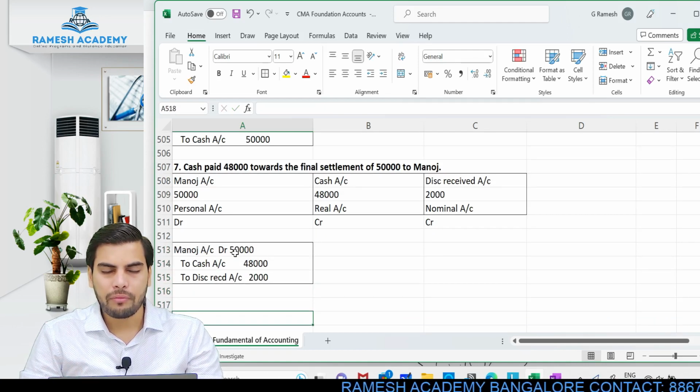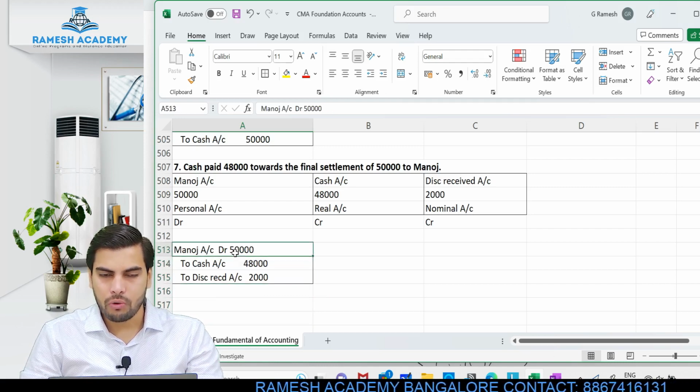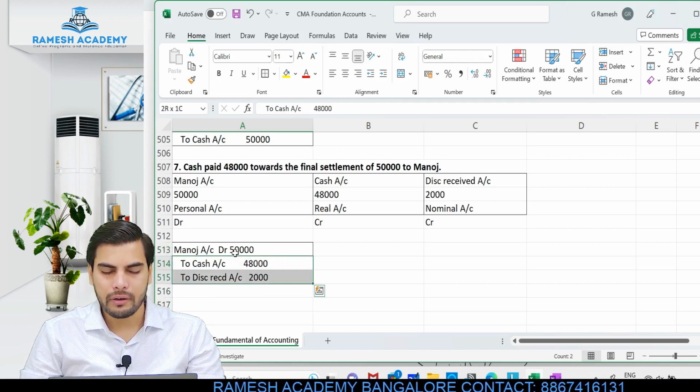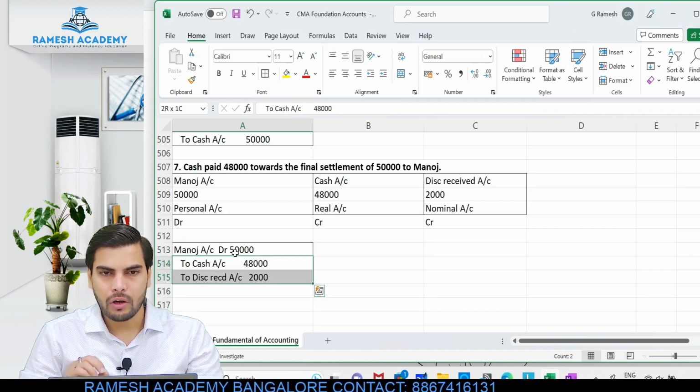So what type of entry is this? We have got more than one credit. Okay, so Manoj account is debited and two accounts are credited, cash and discount. So what type of entry is this? This would be treated as compound entry. Those journal entries wherein you come across either more than one debit or more than one credit will be treated as compound entry.